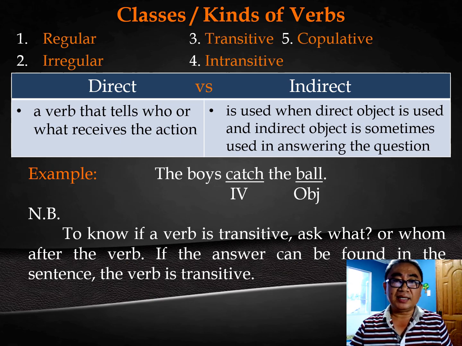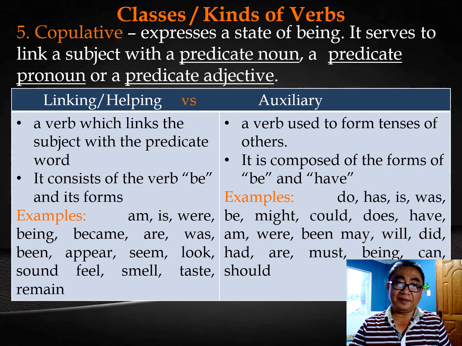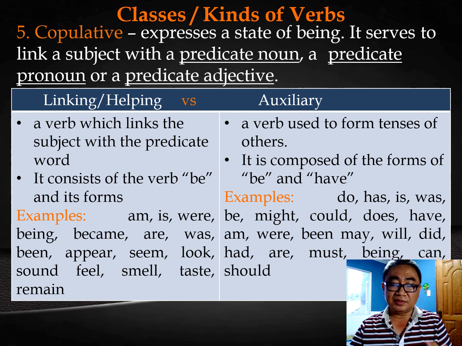Right. Okay, next we have the distinction between linking and auxiliary verbs. A linking or helping verb links the subject with the predicate word. It consists of the verb be and its forms. We have the following examples on screen. While an auxiliary is just used to form tenses of others. It is composed of the forms of be and have. So take note of the following examples.